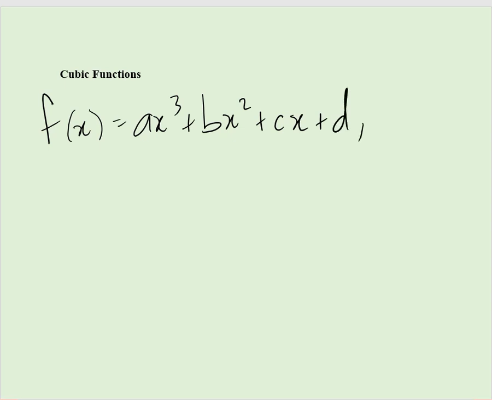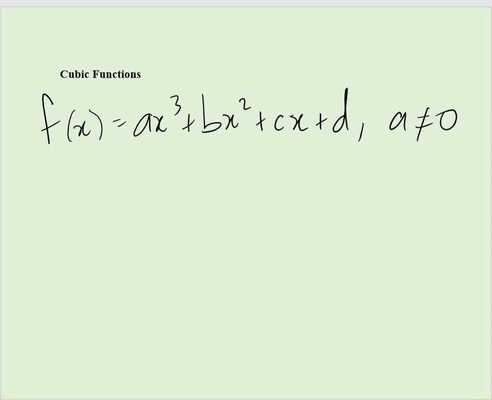Hello everybody, I'd like to look at the cubic function and how to sketch it. So the most general form of the cubic function is written as f of x is equal to ax cubed plus bx squared plus cx plus d, where a is not 0.